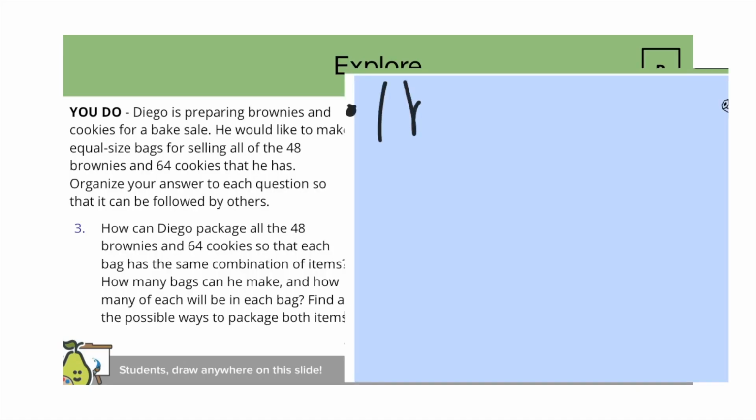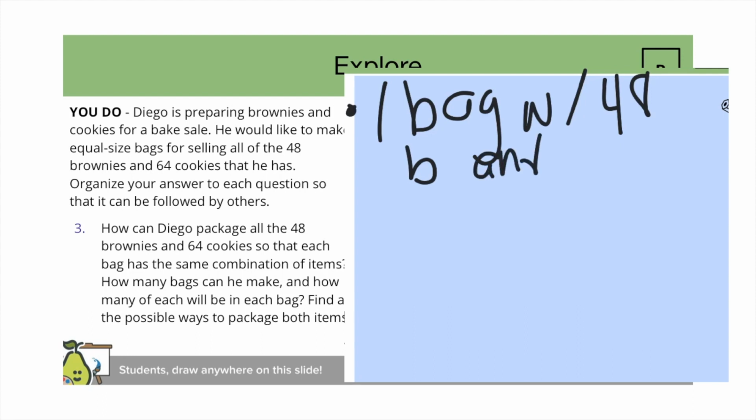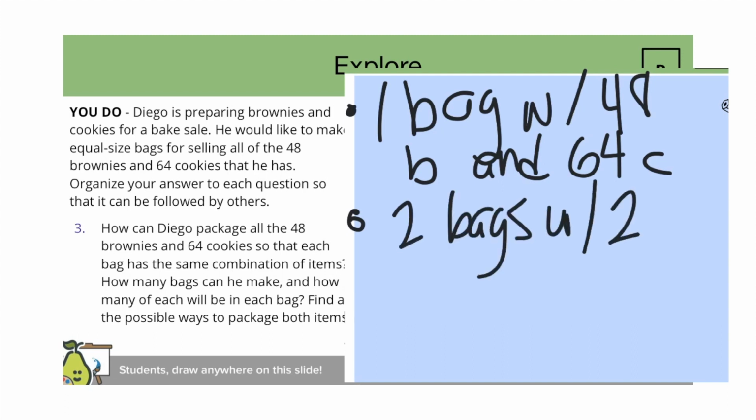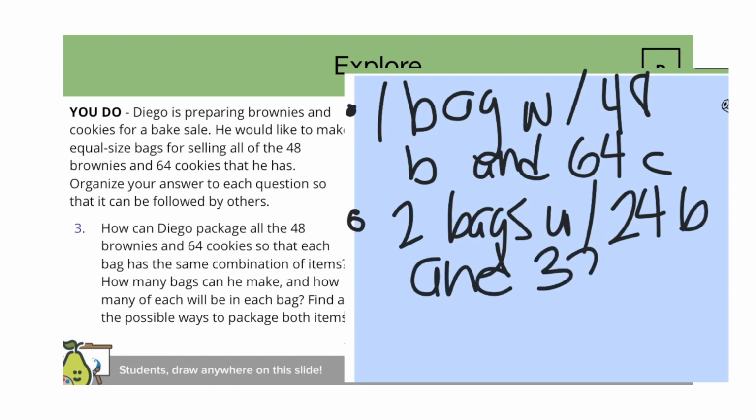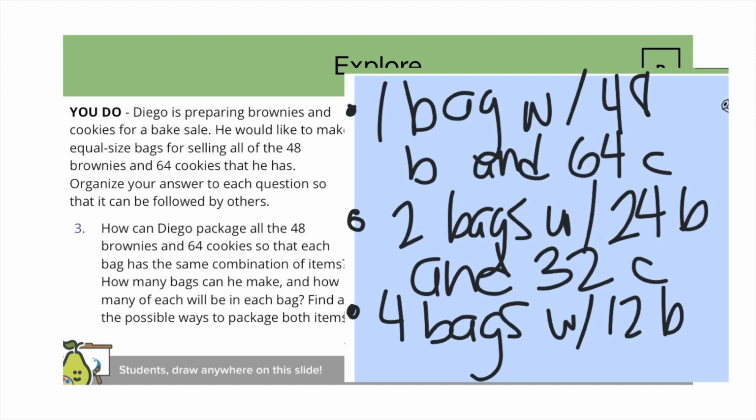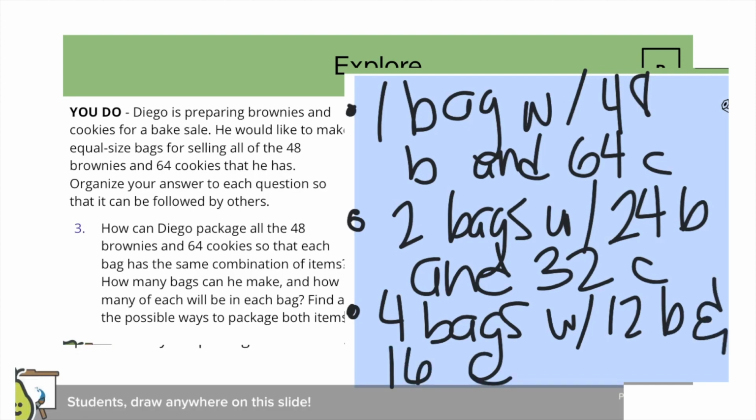Responses should be 1 bag with 48 brownies and 64 cookies, 2 bags with 24 brownies and 32 cookies, 4 bags with 12 brownies, 16 cookies, 8 bags with 6 brownies and 8 cookies, and lastly 16 bags with 3 brownies and 4 cookies.